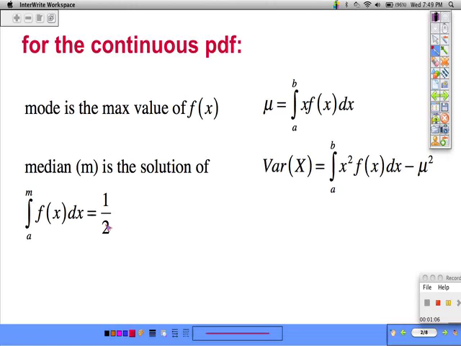And the mean can be found by finding x times f of x, the integral from a to b. And the variance is the integral from a to b of x squared times f of x dx minus the mean squared. And these formulas should look pretty familiar from last chapter. We're just applying a continuous perspective on these formulas from the discrete random variables.